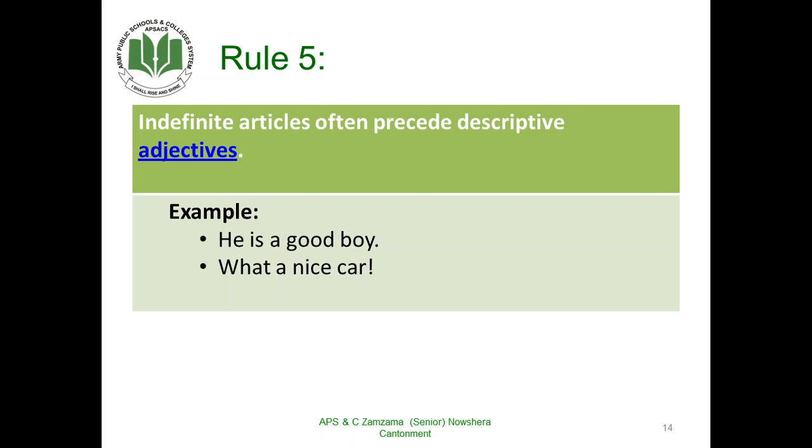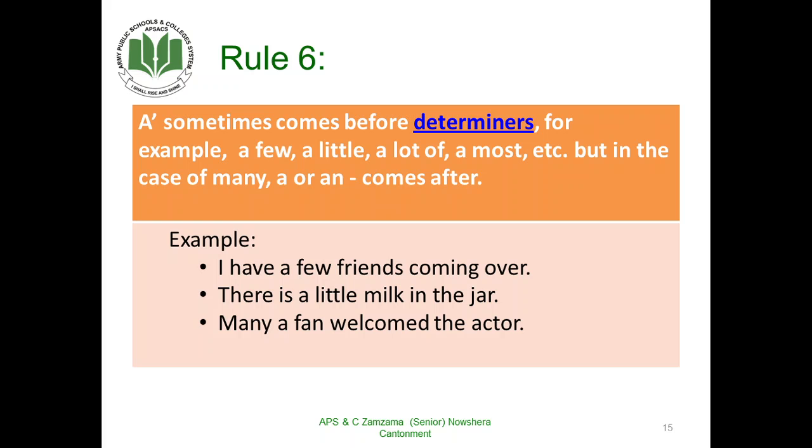Now come towards rule number five. Indefinite articles often precede descriptive adjectives, and it can make an adjective phrase as well. For example, "He's a good boy." Here, "a good boy" is an adjective phrase. "What a nice car!" Now we are using "a" to precede a descriptive adjective as well.